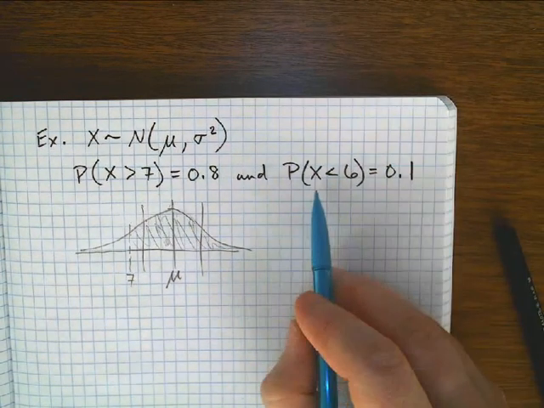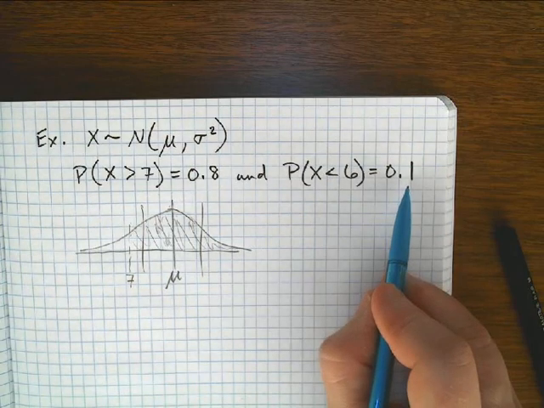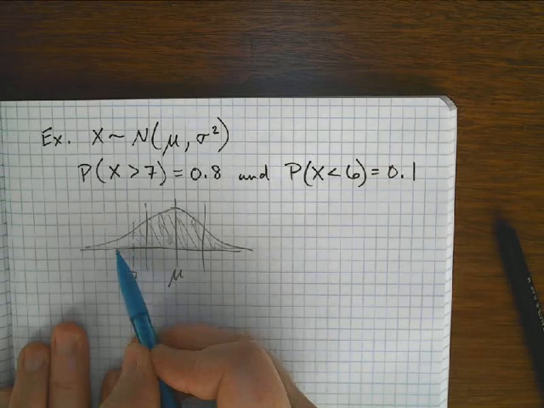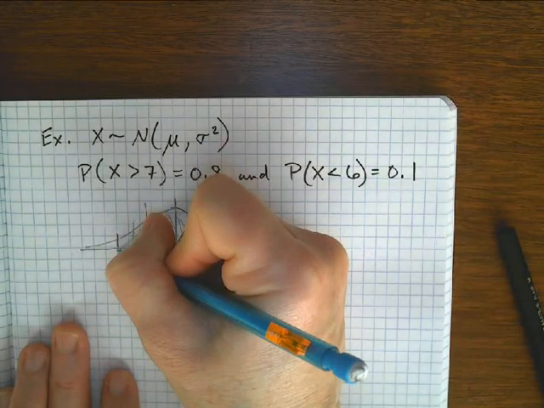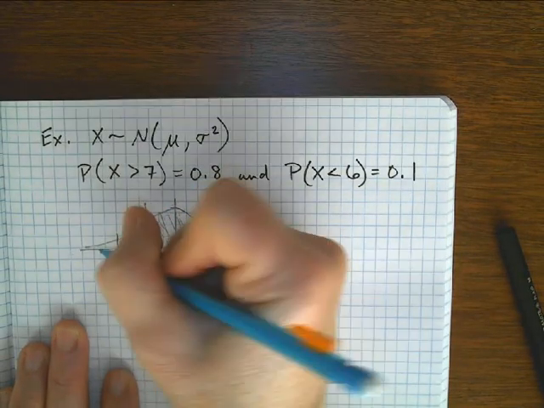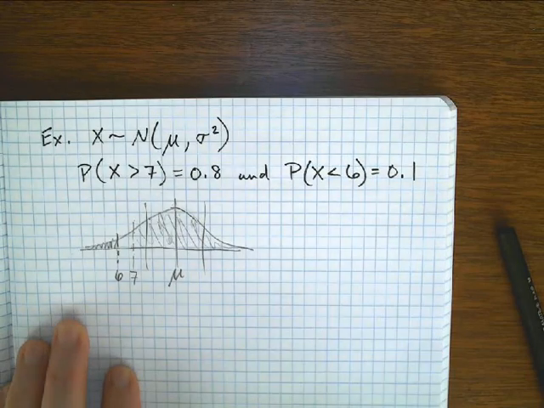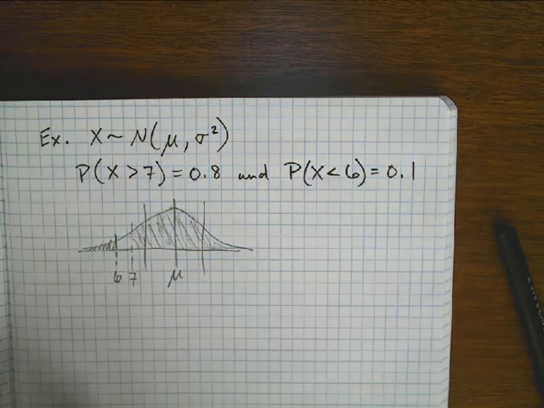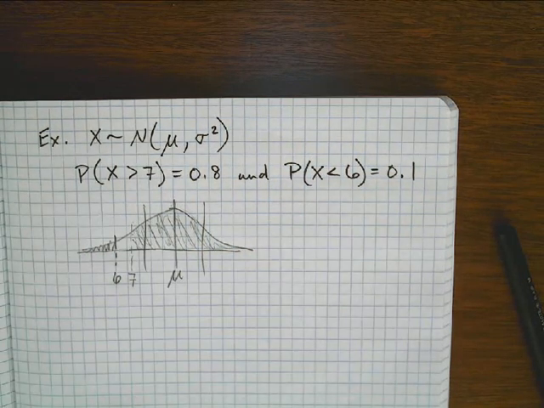And then 10% of the area is less than 6. Okay, so this is 20%, so 10% is probably around here. Here's my 6. 10% is less than. Okay, so I've got 80% here greater than 7, 10% is less than 6, and then 10% would be between the 6 and the 7.